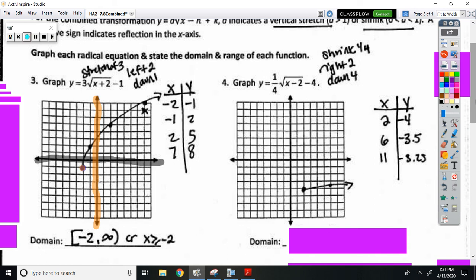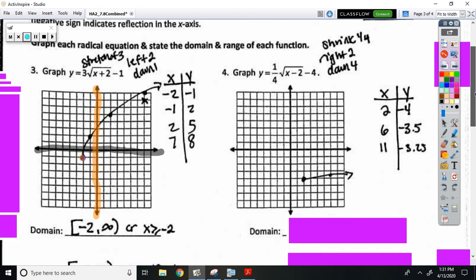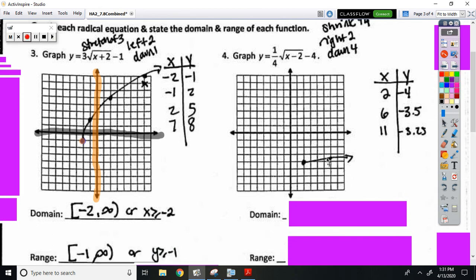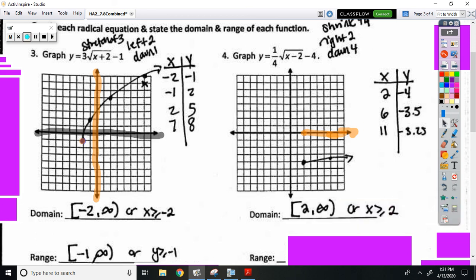Try the domain and range on your own. Go ahead and pause my video. Press play when you're ready. So the smallest it ever touches on the x-axis is at 2. So it should be 2 to infinity. Bracket 2 to infinity. Or x is greater than or equal to 2.